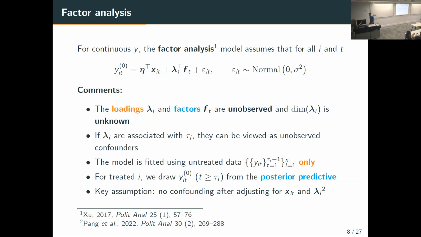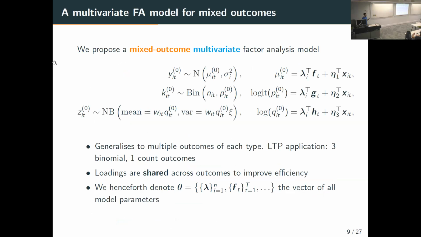because I'm dealing with count data. And so what I'm going to do is adapt it a bit here. So here I said how we generalized it. I have assumed that there are three outcomes, one of each type. So the model can accommodate normal outcomes, binomial and negative binomial outcomes. I'm assuming that there's one of each type, but this is not necessary. You can have multiple of each type, but to use the notation, I've just said we have one of each type. So in the LTP application, we have three of those and one of those.